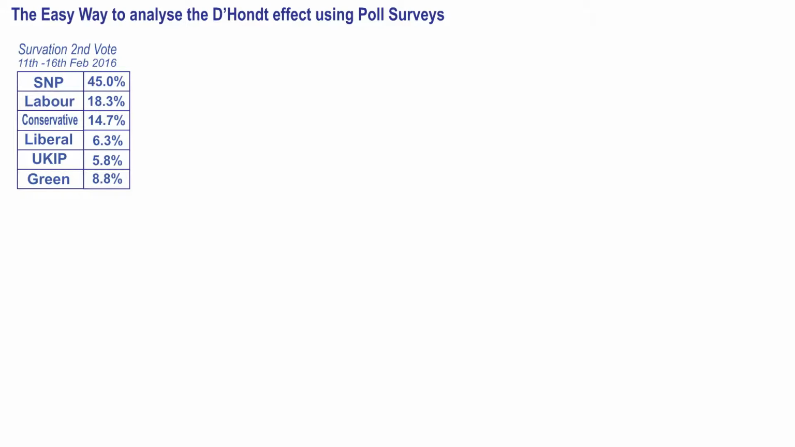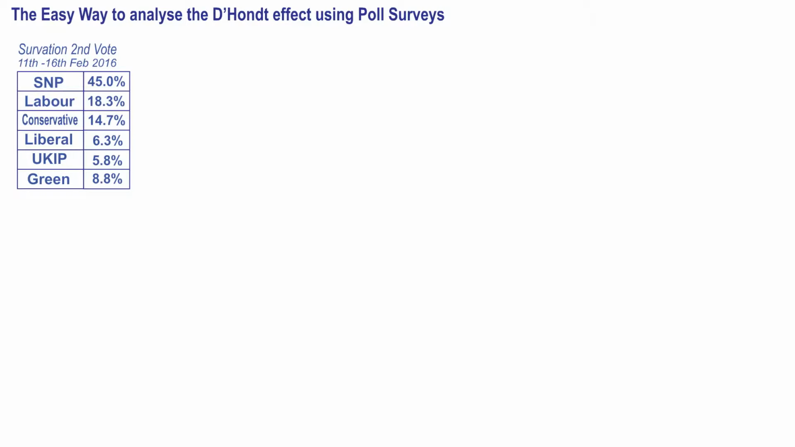The poll data I'm going to look at here is the data on the second vote from the Survation poll from 11th to 16th February 2016. I'm going to use the national data in a typical region with 9 constituency seats and 7 regional seats.